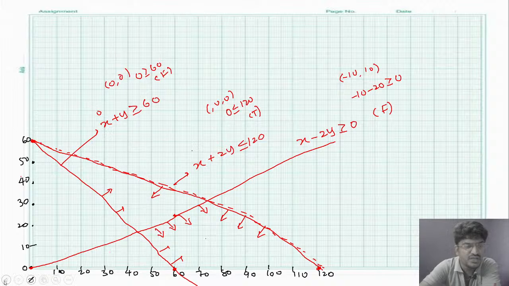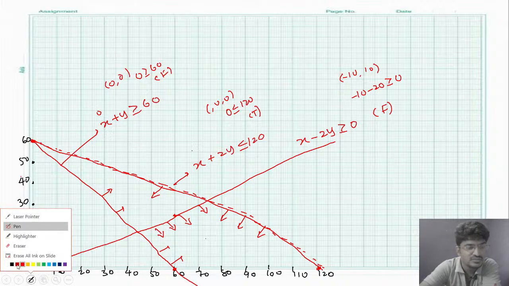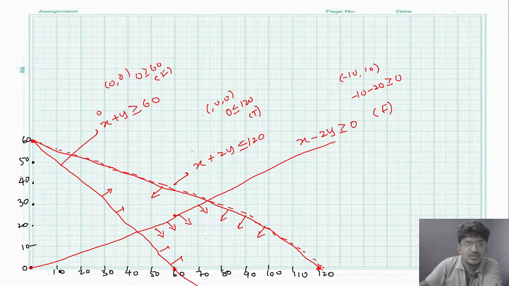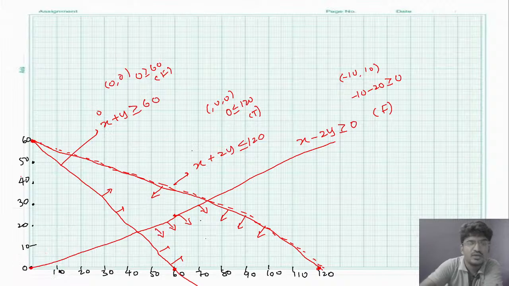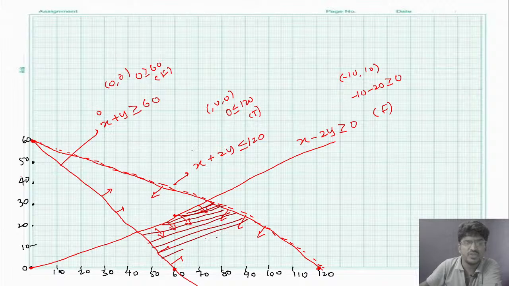So now the feasible region will be here. This is your feasible region. You have to take the feasible region.